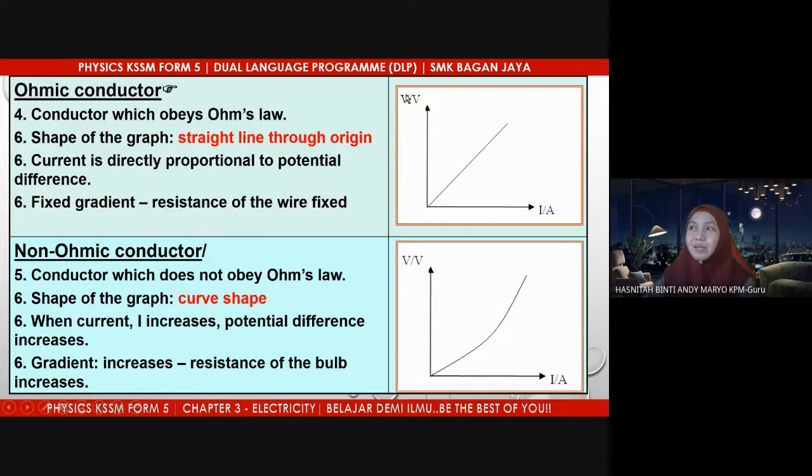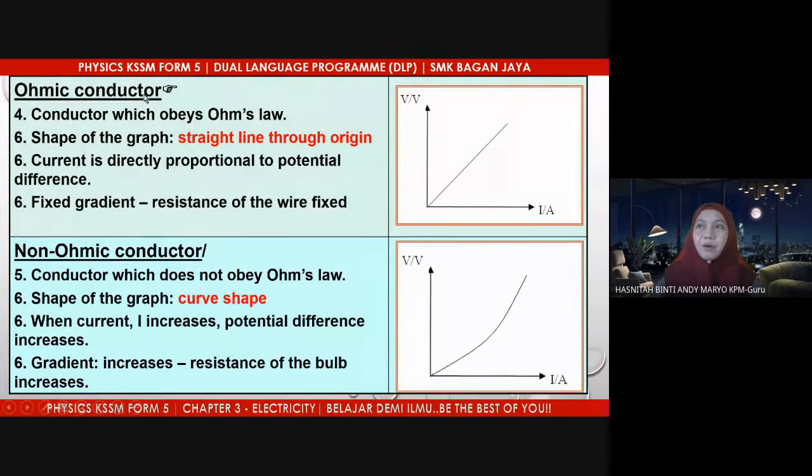This is potential difference, the unit is volt. This is current, the symbol for current is I, and the unit is ampere. Alright, and this is for the non-ohmic conductor. It is a curve showing that potential difference increases as current increases.